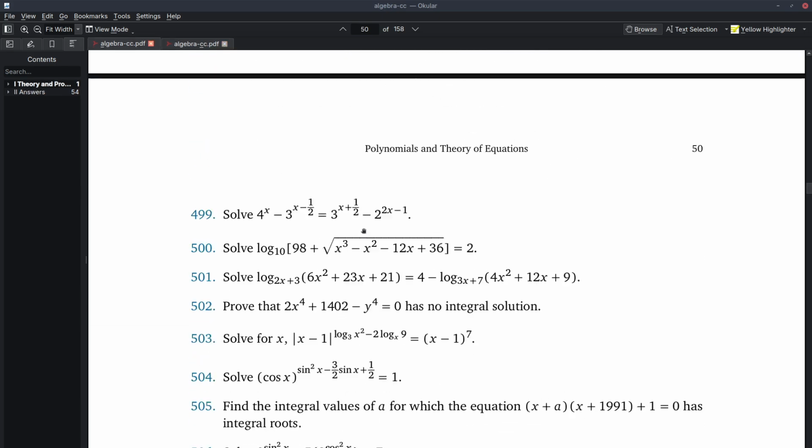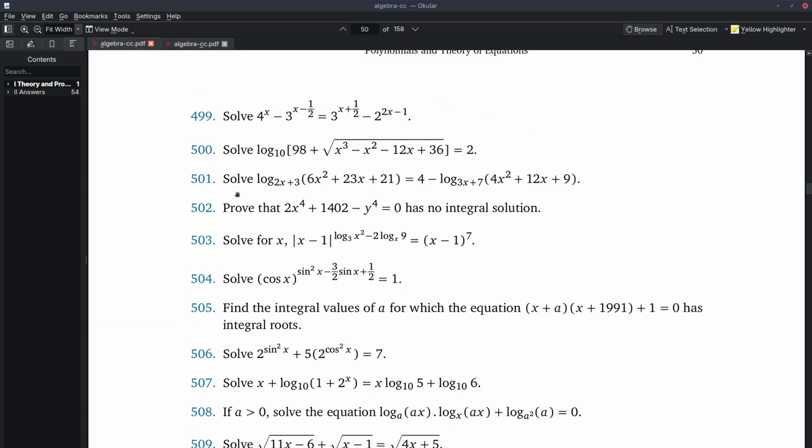Now we come to the problems of this set, that is question 501. It says solve log of 6x square plus 23x plus 21 with base 2x plus 3 is equal to 4 minus log of 4x square plus 12x plus 9 and base is 3x plus 7.